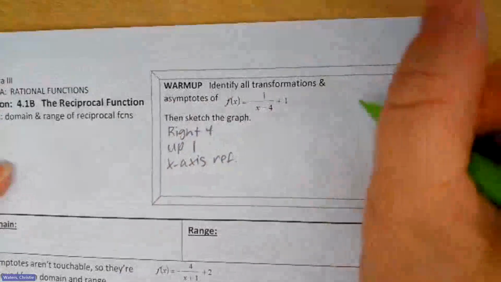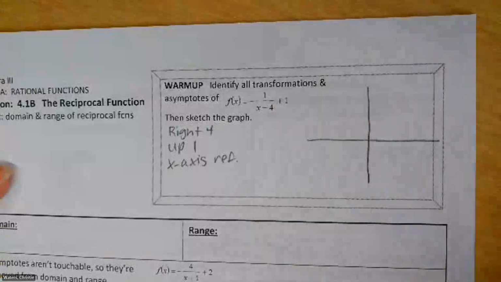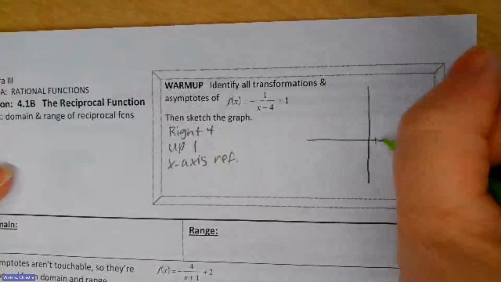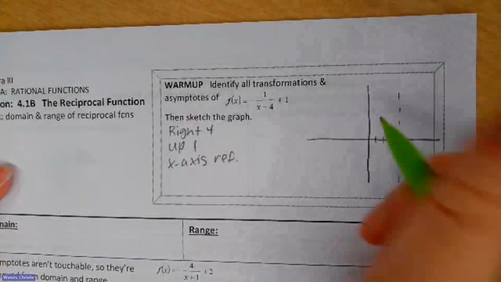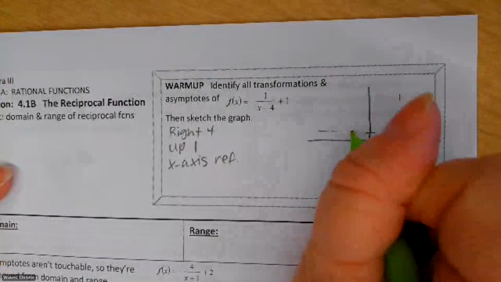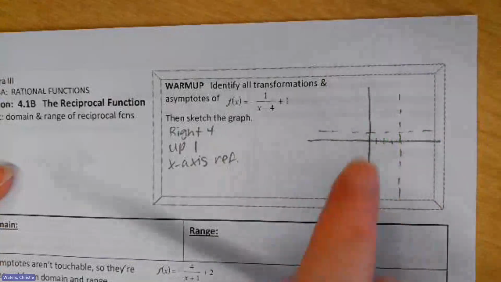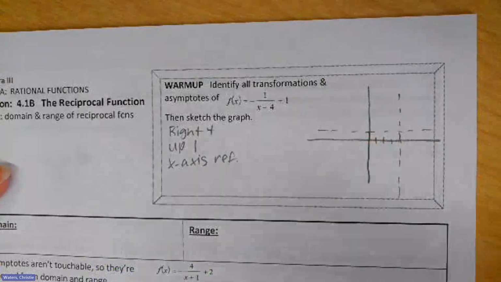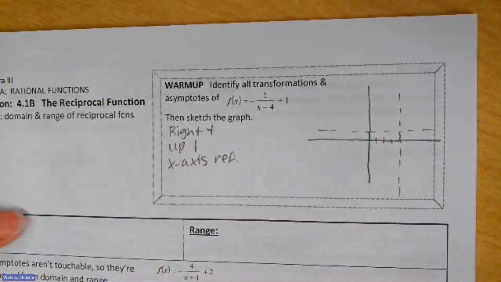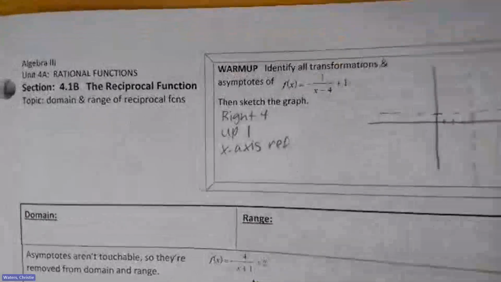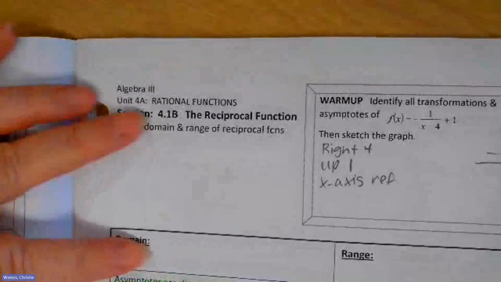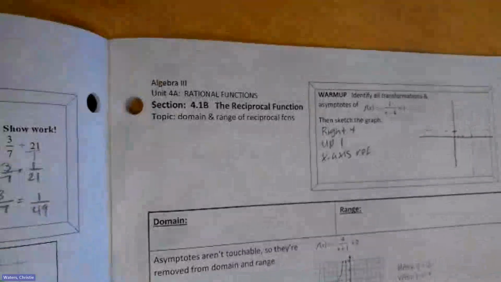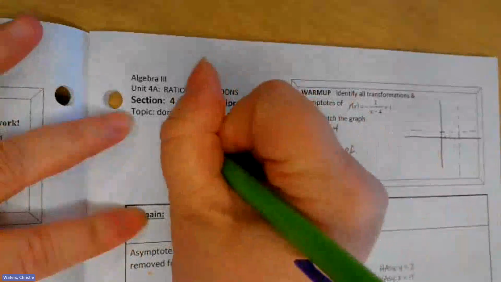So let's go ahead and do our graph. So I need to shift right 4 and up 1. So my graph is now going to be centered here. And I also have an x-axis reflection. So if you recall yesterday, we had our table for the parent function. So I'm going to use that table. I'm just going to copy it here real quick. Adjust the camera here. So we've got X's and Y's.